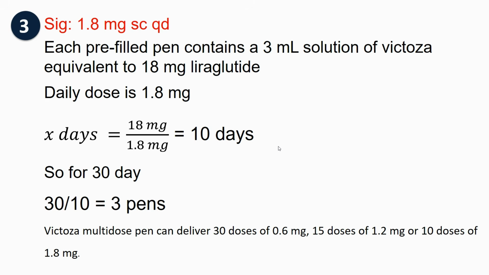Right. What about those first? Basically, a multi-dose pen can deliver 30 dosages of 0.6, 15 dosages of 1.2, or 10 dosages, which is here we are using 1.8 milligram for 10 dosages.